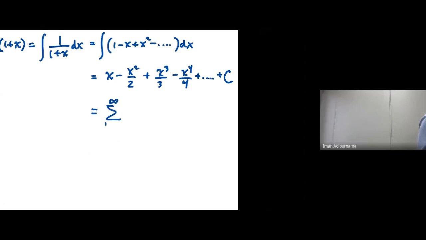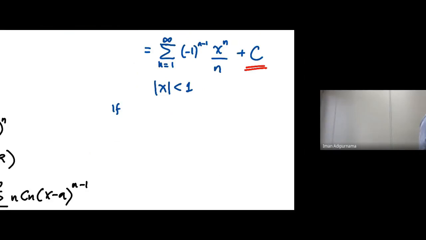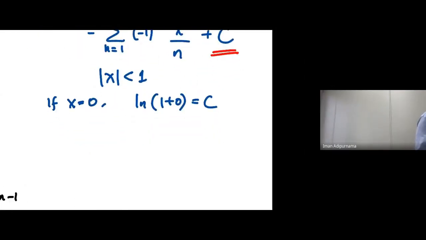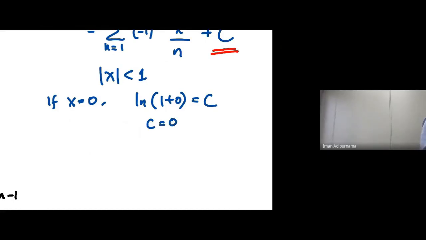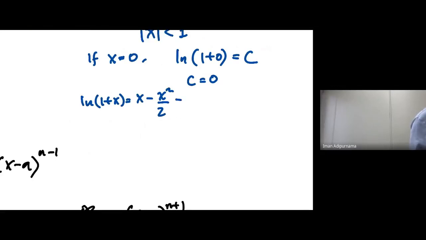So we will have the sum of, this will be x to the power of n divided by n, plus c. In which the ratio is less than 1 to be convergent. And the next thing is we need to evaluate the constant. How to evaluate the constant? We put some x. Okay. So if x equals 0, we will have ln 1 plus 0, right? And all the terms that have x will be 0. So c will be 0. So ln 1 plus x is just the same without the c, okay? Without the c.